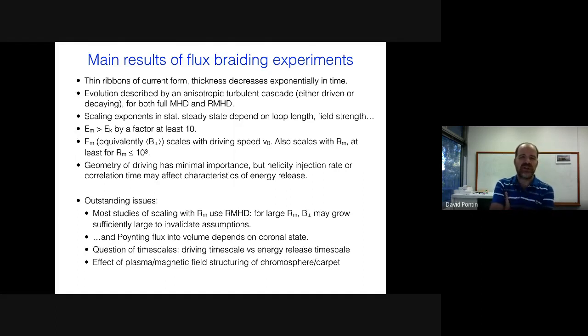And the geometry of the driving seems to have a fairly minimal importance, as people looked at shear velocities or velocity profiles that were a series of vortices and so on. It tends to have a minimal importance, but some global properties of that driving might be important. So for example, the helicity injection rate or the correlation time of the driving seem to affect some overall characteristics of the energy release.